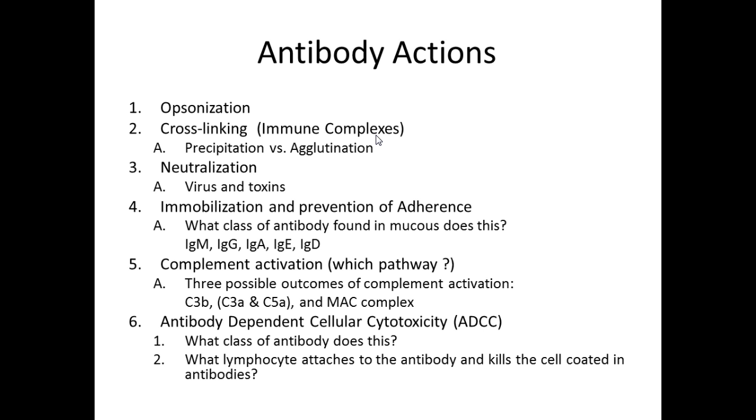Now, cross-linking is antibodies and antigens binding, and remember, antibodies have at the very least 2 antigen binding sites. IgM, which is mega big, has 10 antigen binding sites. It can really cross-link a lot of stuff. So you get what are called immune complexes if you have a soluble antigen. And there's a term that we use for cross-linking with soluble antigens as opposed to insoluble antigens.